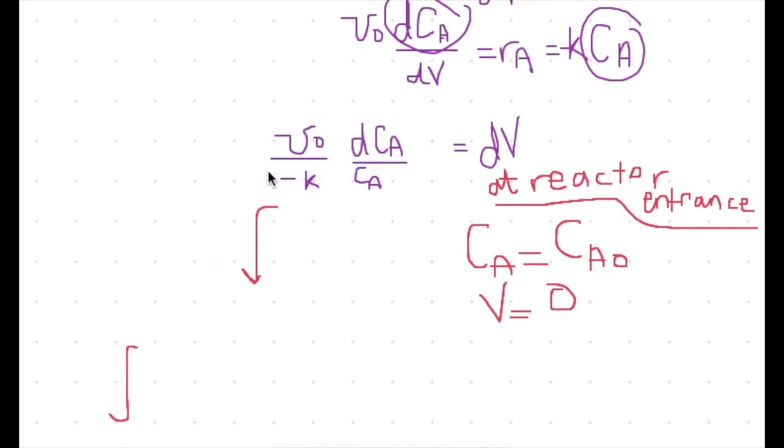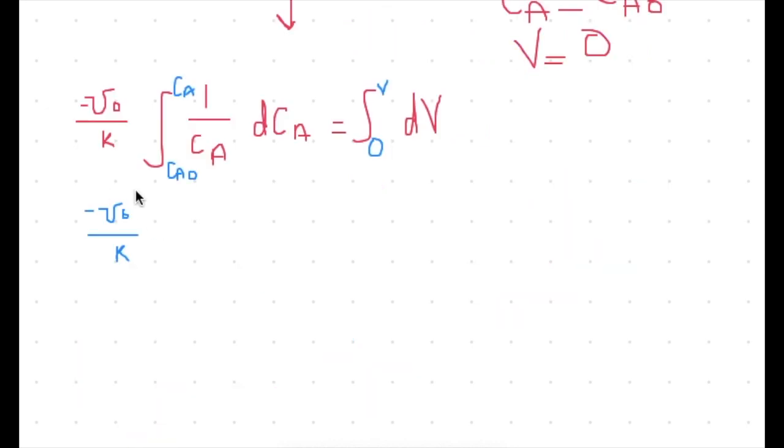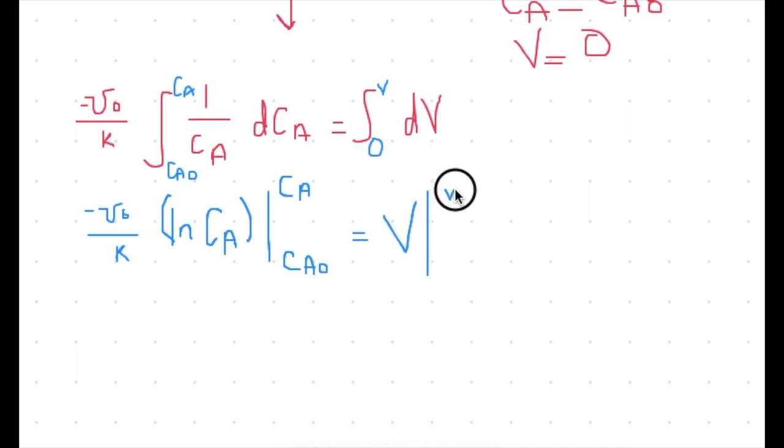I'm going to pull this constant out of the integral, and I'm going to rewrite it as 1 over Ca. The integral of V is just going to go from 0 to the entire volume, and the integral of concentration is going to be from initial to final, Ca naught to Ca. So the constant goes on the outside, and by integrating 1 over Ca, we obtain the ln of Ca from Ca naught to Ca, and we obtain the volume from 0 to V, which is just going to be V.